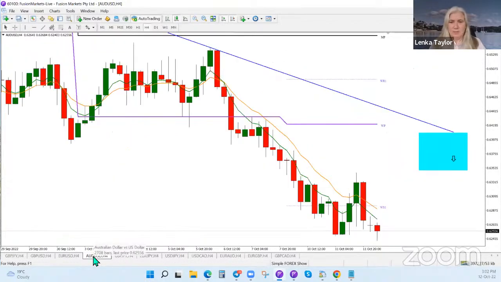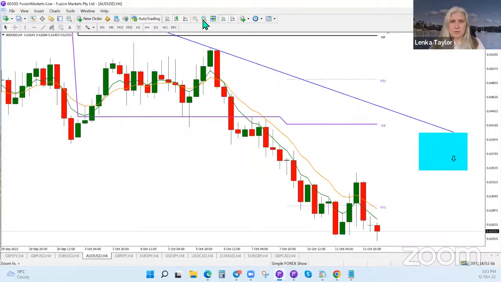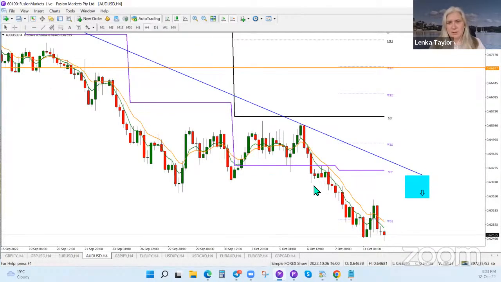Next currency pair I'm looking at is AUD/USD, and here I'm also looking for short. So we've had that trend going down for quite some time now, and it still seems to be trickling down. So here looking for price to pull back first, and then looking for short opportunities.